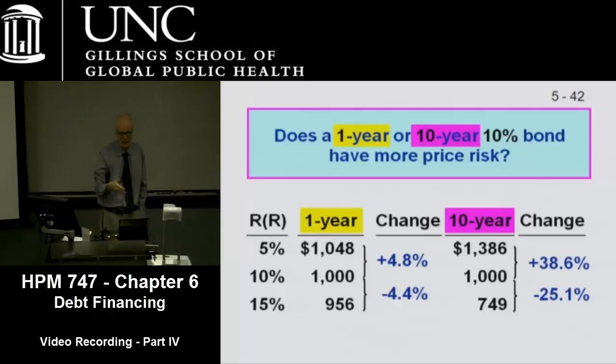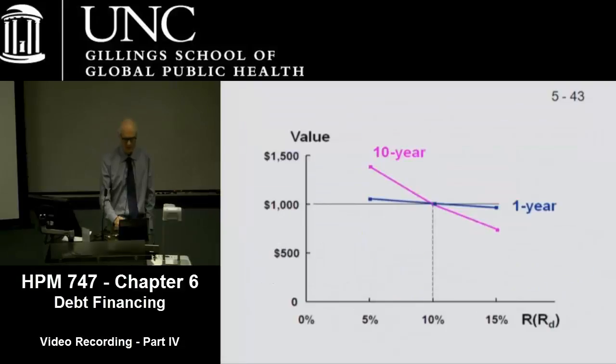And you can see it arithmetically. These are real numbers. This is exactly what will happen to a 10-year, 10% bond if interest rates change to 5% or 15%. You can also see this graphically by the slope of the curve. The price changes for the 10-year bond are a lot steeper than they are for the 1-year bond.